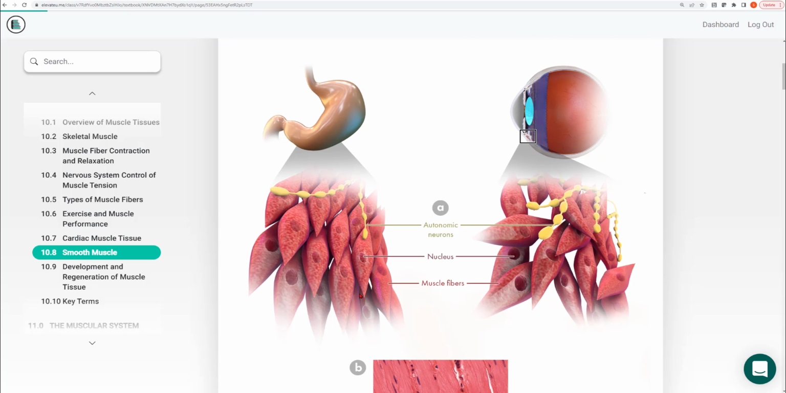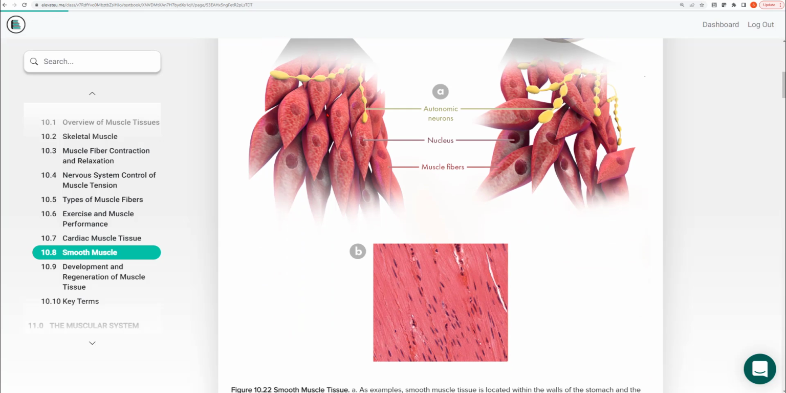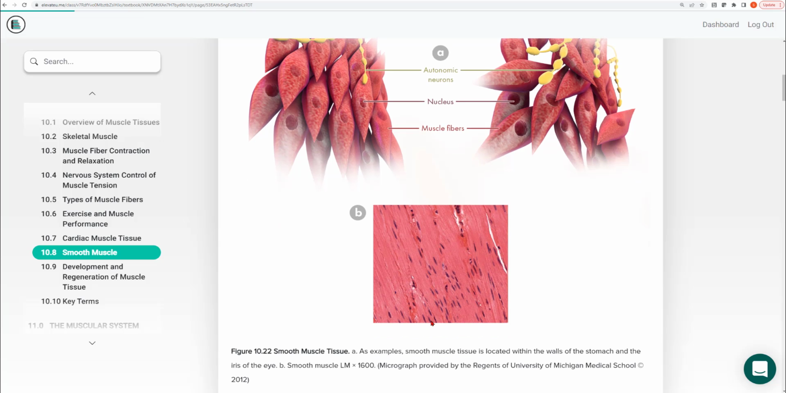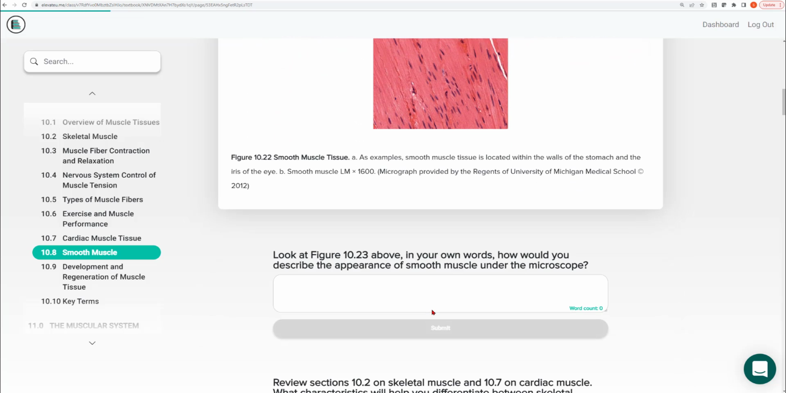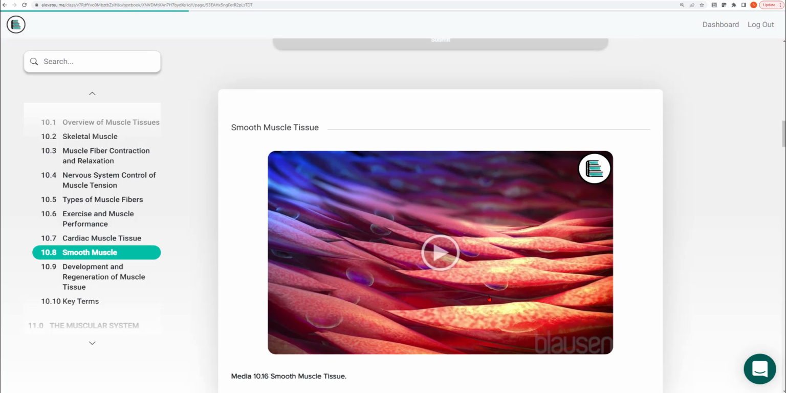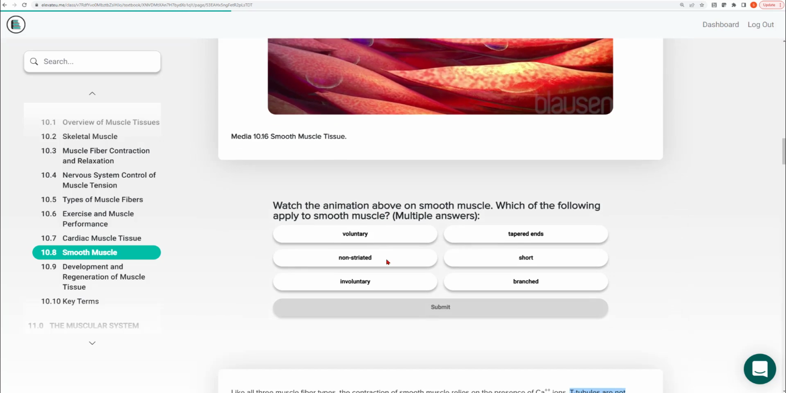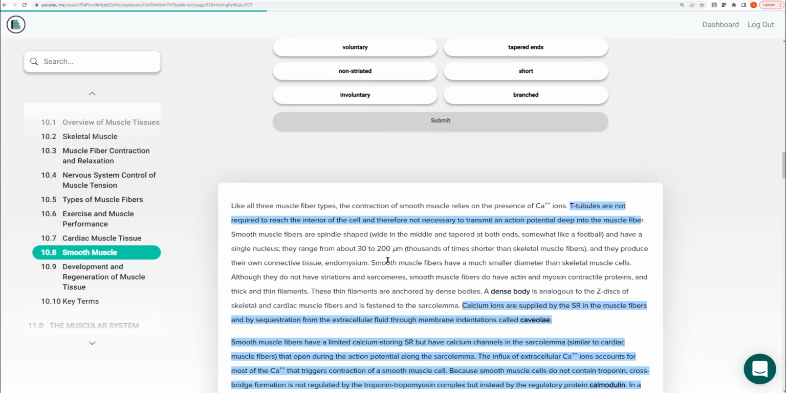Again, what we see in the artist rendition are these fusiform or cigar-shaped cells, one nucleus, okay, and they have actin and myosin, but it's not arranged in the same way. Therefore, you do not see the striation patterns under the microscope. Watch this little video about smooth muscle tissue. When we get to the digestive system, we'll once again look at smooth muscle. Obviously, the stomach and the intestines have smooth muscle, and we'll see this again when we get there.